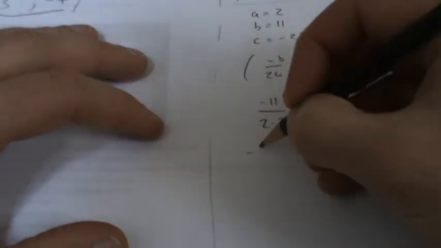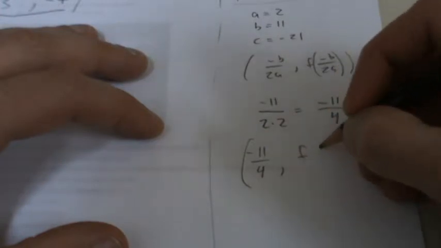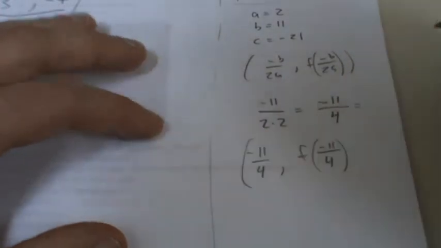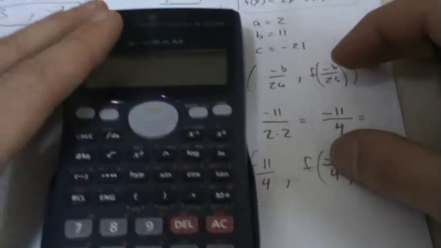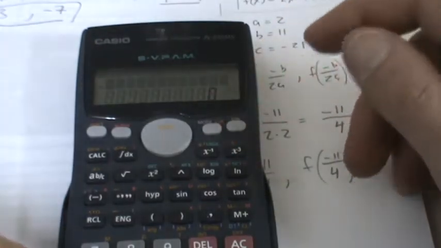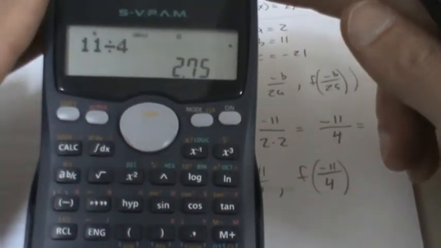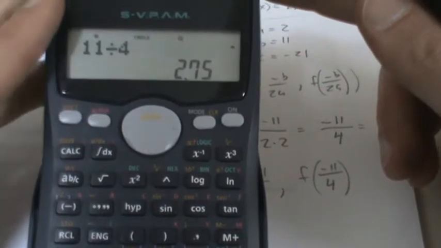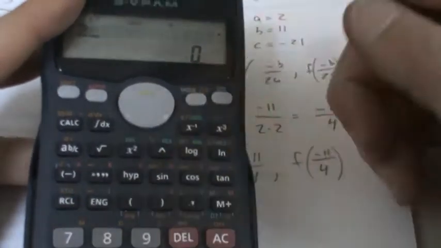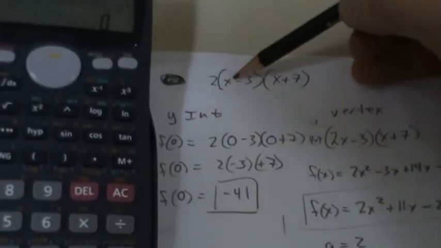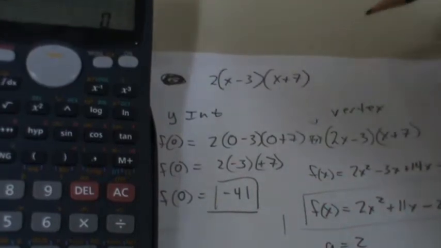Okay, so just one last thing here is the vertex: negative 11 fourths, comma, f of negative 11 fourths. Okay, and so that we try and make sure and get this right, 11 divided by 4 is 2.75, and that's negative. So in the end, f of negative 11 fourths is basically, I'm going to take this and put a negative 2.75 in here.